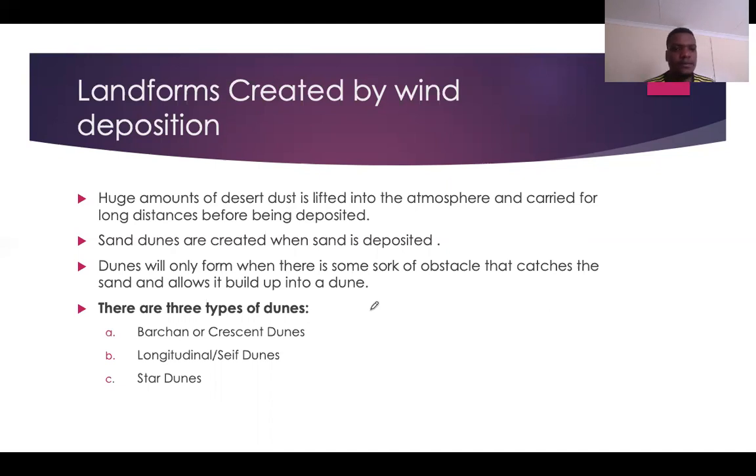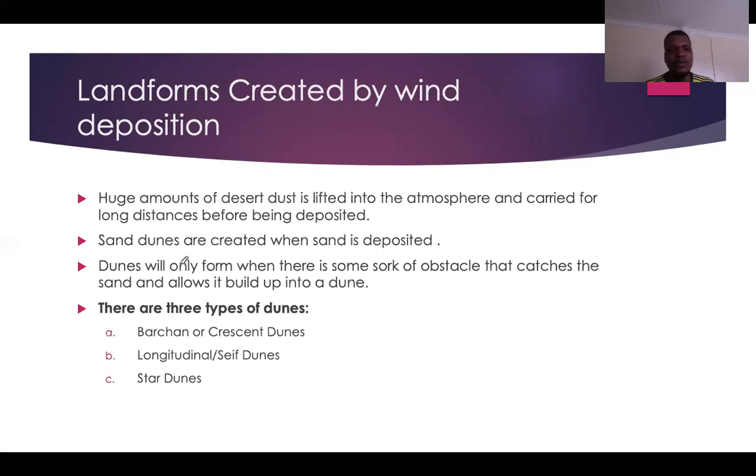All right, then when this transportation is occurring, at the end, we look at what? Deposition. Deposition along with transportation can come up with other landforms that we're going to look at now. Huge amounts of desert dust is lifted into the atmosphere and carried for long distances before it can be deposited, right?